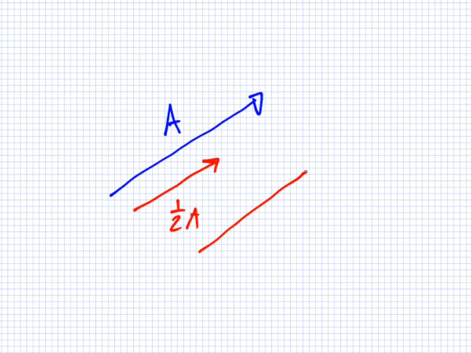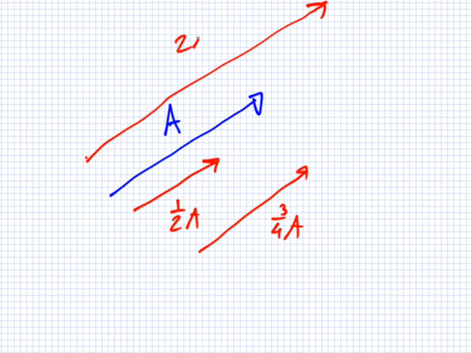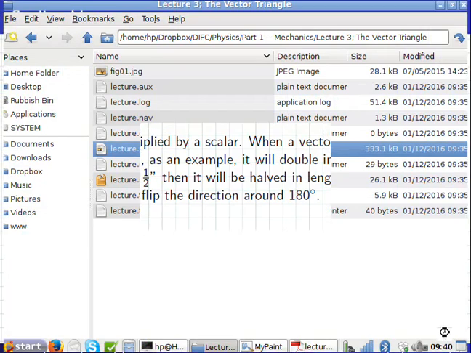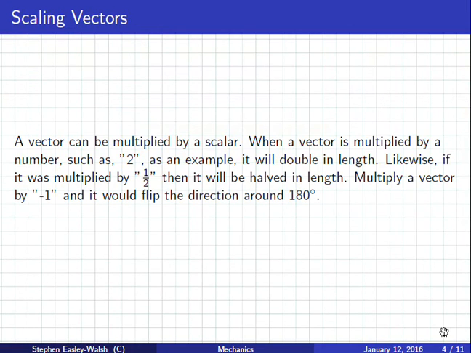So, for example, here, let's say this is my vector, I'll call it A. So this here in red will be the vector a half A. And this here will be the vector 3/4 A. And this here will be the vector 2A. And then this one here, I'll do it in green, this one here will be minus A. And this one here, for example, will be minus a half A.